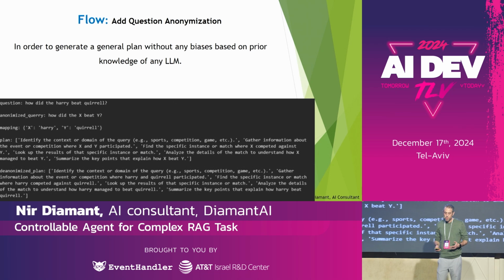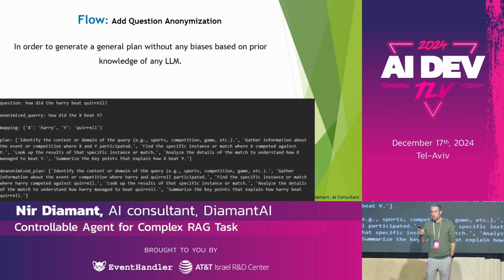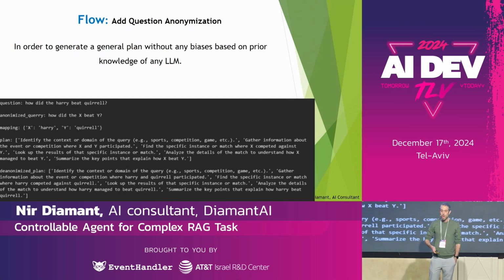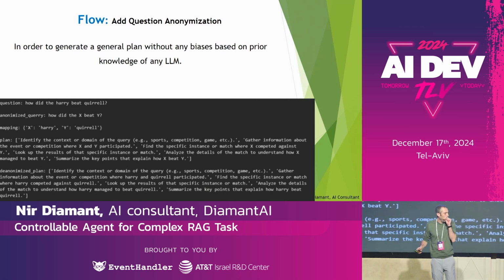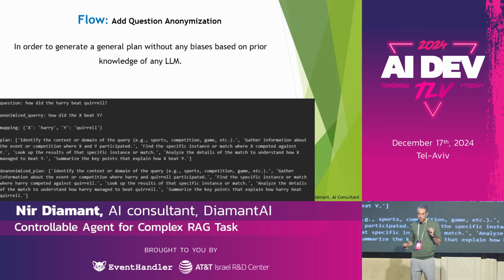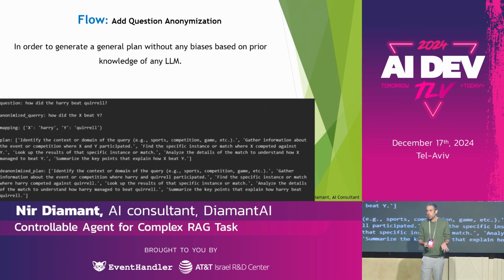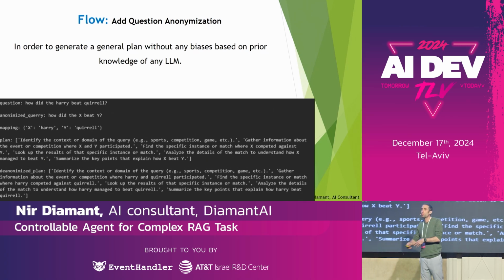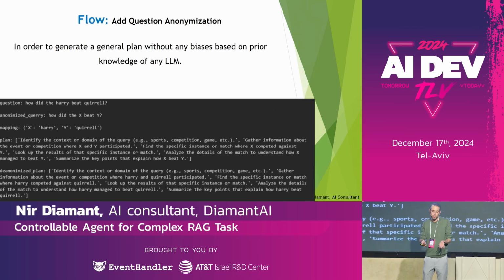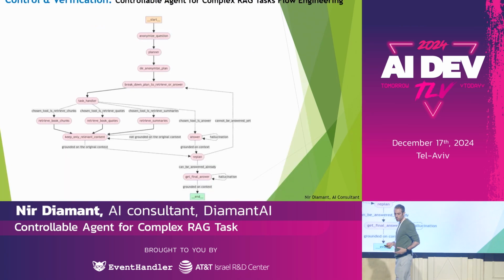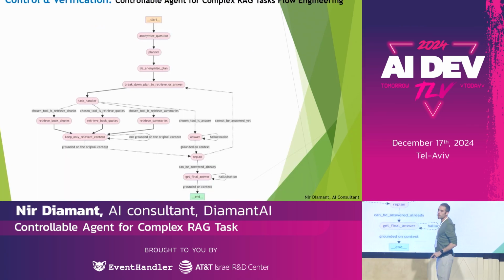So for this, we can replace every named entity with a variable. So in this case, if we're asking, how did Harry beat Quirrell? We can replace it with, how did X beat Y? And according to this, we can build our plan. After we've built a general plan for those variables, we can replace them again and get our generic plan based on our own names.